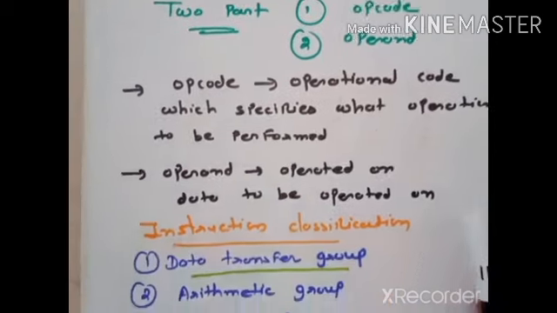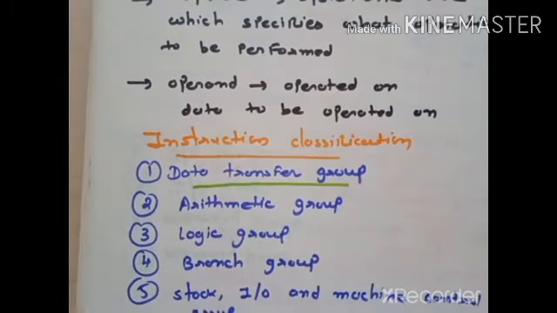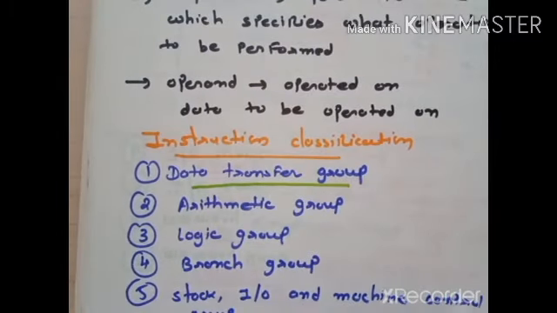Then the second part of that is instruction classification. So instructions are classified into 5 parts. The first part is the data transfer group. The second part is the arithmetic group. The third part is the logical group. Next, the fourth is the branch group. And the fifth part is the stack, input output and machine control group.